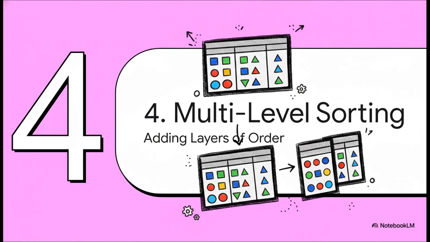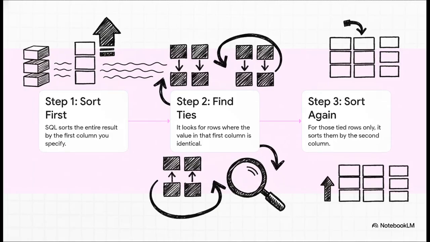Okay, this is where it starts to get really, really powerful. What if you need to sort by one thing, but then, if there are ties, you want to sort by something else? Well, that's called multi-level sorting, and it lets you add incredible layers of organization. The logic is actually pretty intuitive. First, the database sorts the entire table based on the first column you give it. Then it goes through and looks for any rows that have the exact same value in that first column. For just those little groups, it then applies your second sorting rule.